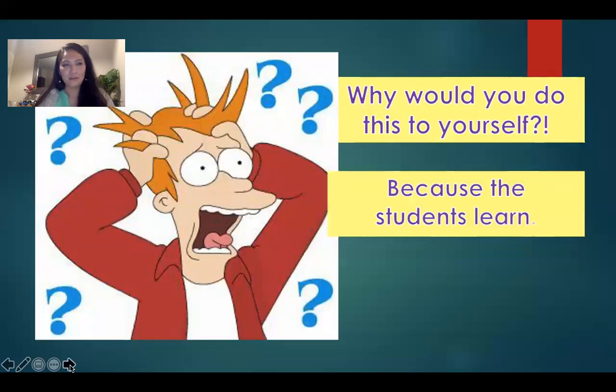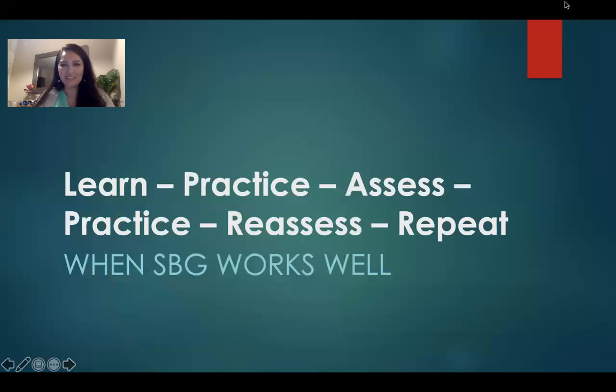It's absolutely worth it to me to do the work because I see the progress and I get to celebrate my students' success. And that is a wonderful thing. So let's talk about how this works when it works well.